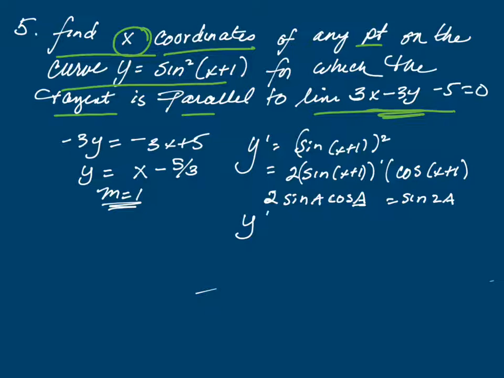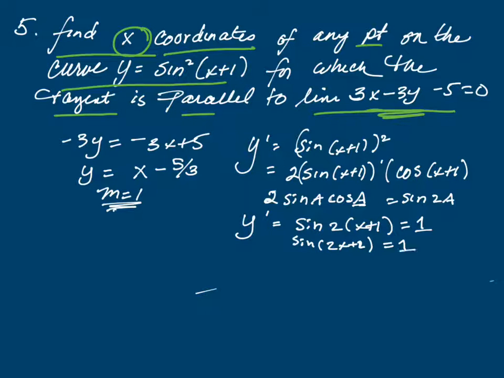So y prime is now equal to sine 2 of x plus 1. And we had that equal to 1, didn't we? We have to set it equal to 1 because we want to get the same slope. So, okay, this is sine of 2x plus 2 equals 1.